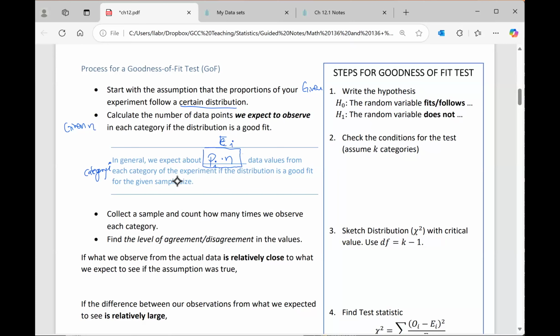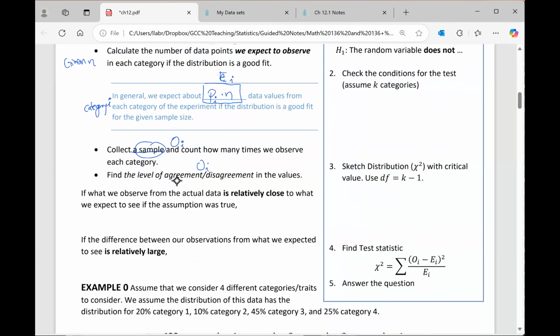Now that I have an idea of what should happen for every single category, I can compare that to the distribution that I get from my sample. Can I quantify the level of agreement or disagreement between the observed? So when you collect the sample, you're going to get what are called the observed counts in category I. And we're basically going to say, is the observed value that we see in I very close or about the same as the expected value that we computed?